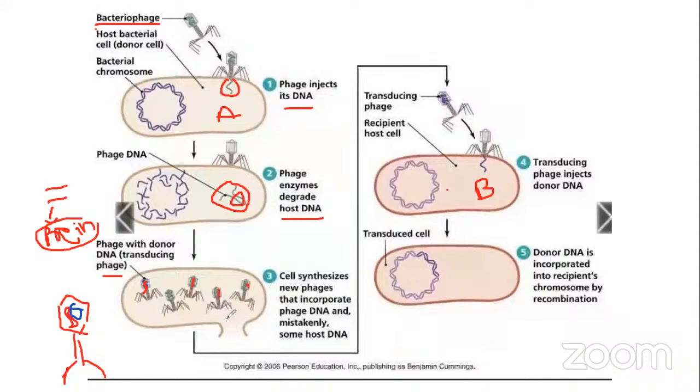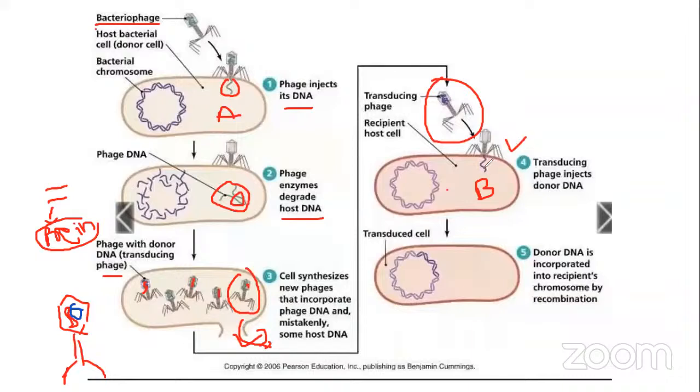Now what happens? Finally, the lysis takes place. I will explain the lytic cycle later. Lysis means due to the lysozyme enzyme, the bacterial cell wall ruptures. As a result, these phages are liberated or released out of the cell. Now this phage DNA or bacterial phage infects another bacteria.